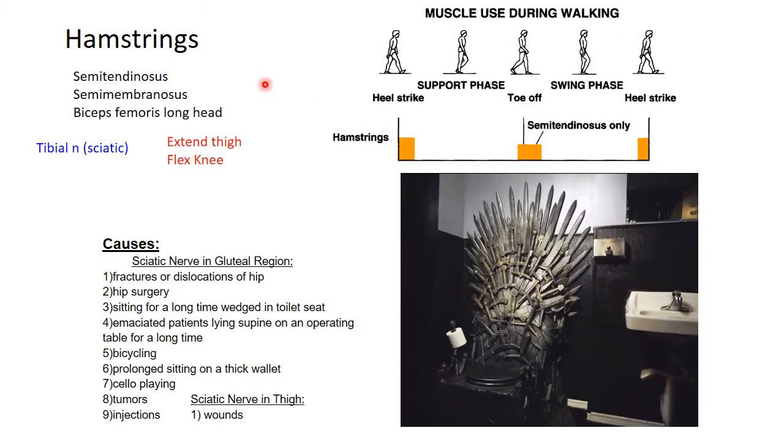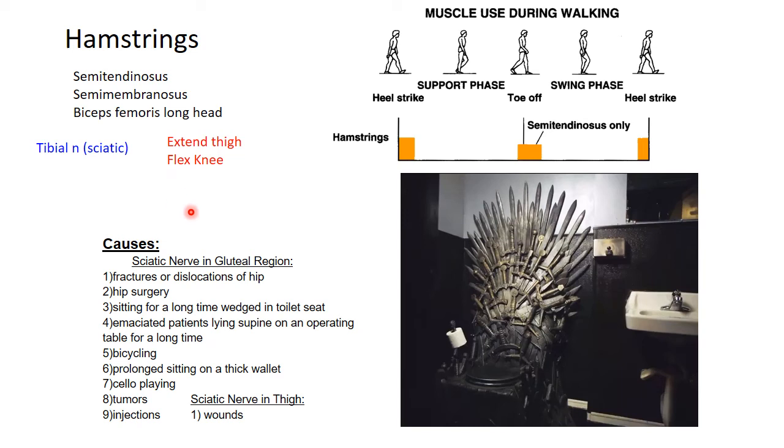The next one is the hamstrings. These are semitendinosus, semimembranosus, and biceps femoris long head, because again, the short head is common peroneal. The tibial nerve is the nerve that innervates the hamstrings. And again, we're looking at the sciatic level. It's going to extend the thigh and flex the knee.